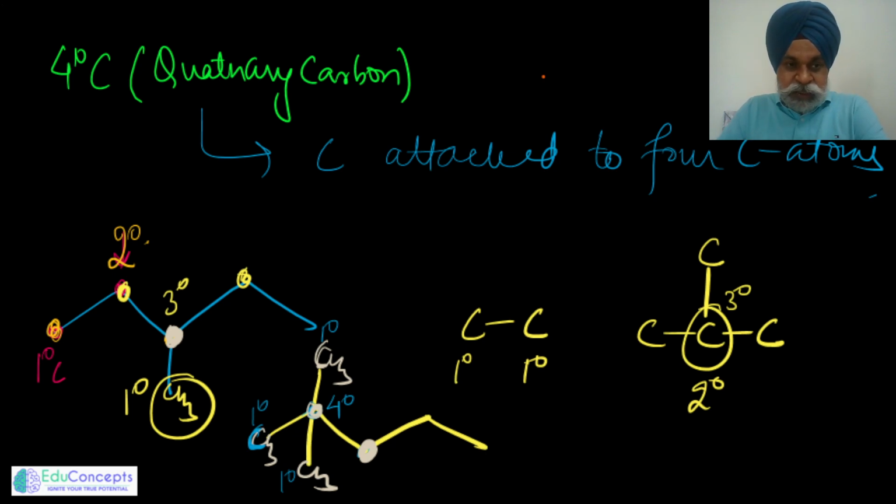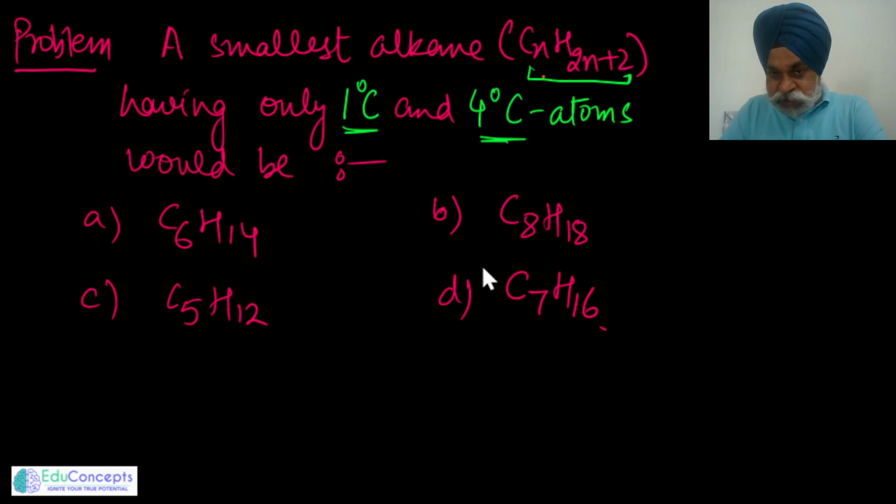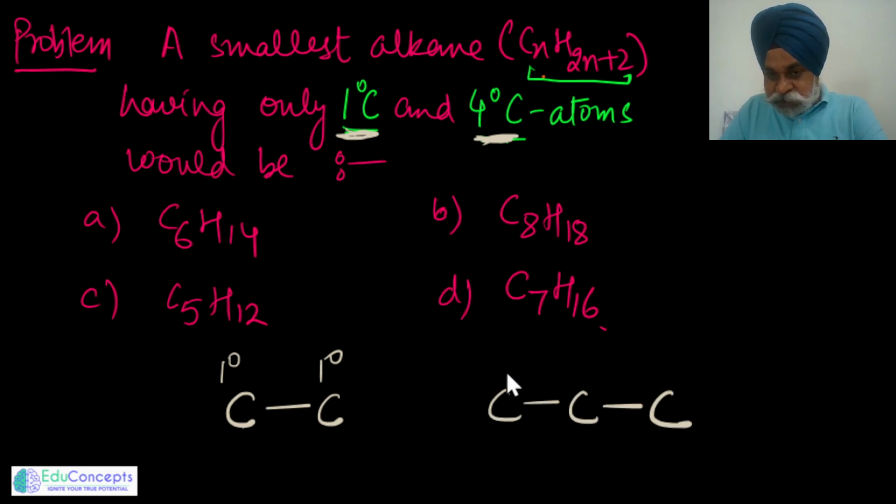Now what the question is asking is this. You are being given these compounds, and these compounds are nothing but alkanes. So you have to find the smallest alkane having only primary and quaternary carbons. It should contain only primary and quaternary carbons. If I have just one carbon, I would say it is primary because it is not attached to any carbon. And if it gets attached with another carbon, this is again primary, because both are attached to one carbon. Now if I make it this way, this is primary, but this has become secondary.